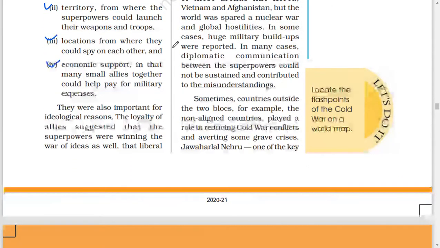Sometimes countries outside the two blocs, for example the non-aligned countries, played a role in reducing Cold War conflicts and averting some grave crises. Jawaharlal Nehru was one of the key leaders.